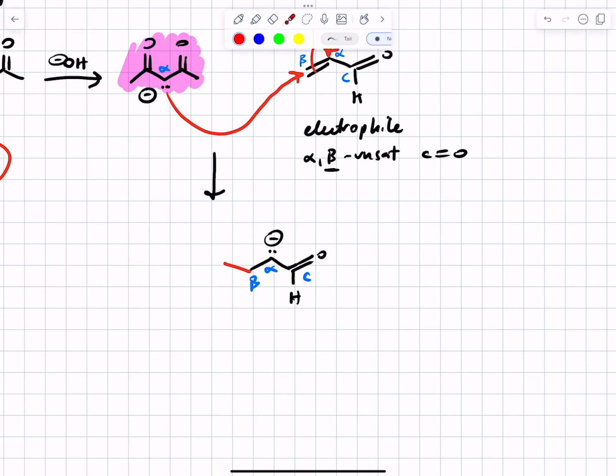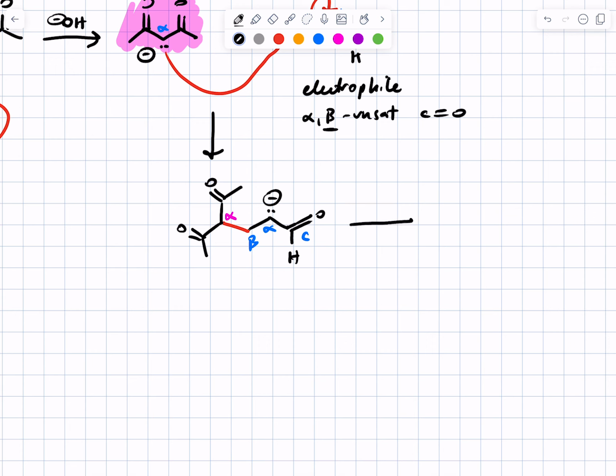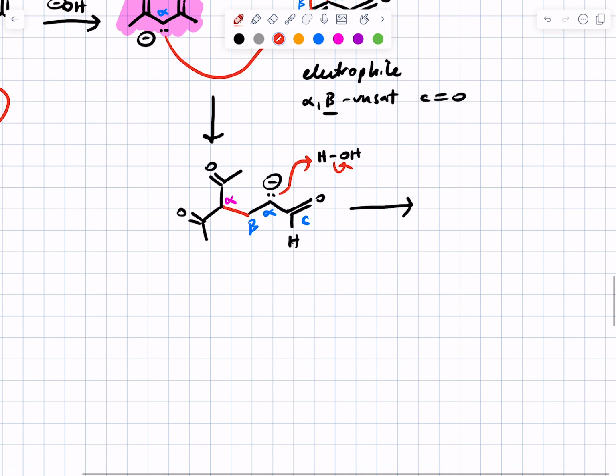I should have chosen different colors, but oh well. Fine, I'll change it in line. This is now in pink, the alpha carbon of my enolate. And then that alpha carbon was attached to two ketones. All right. And then to get to my product, I simply protonate on the alpha carbon. Probably in reality what happens is I protonate on the oxygen first to get an enol, and then I tautomerize to get the more stable keto form.